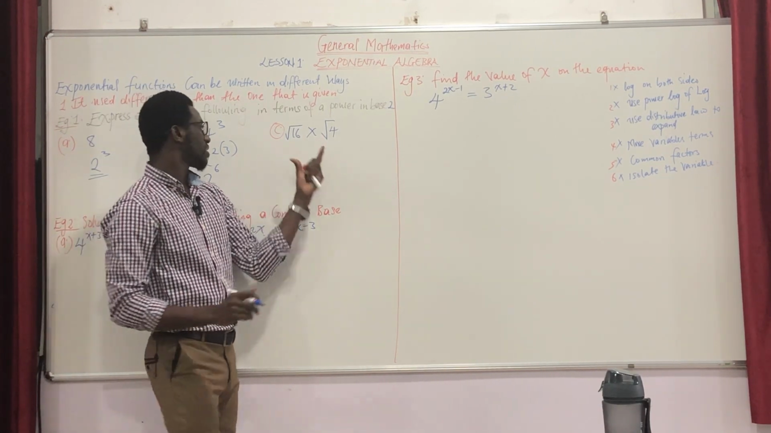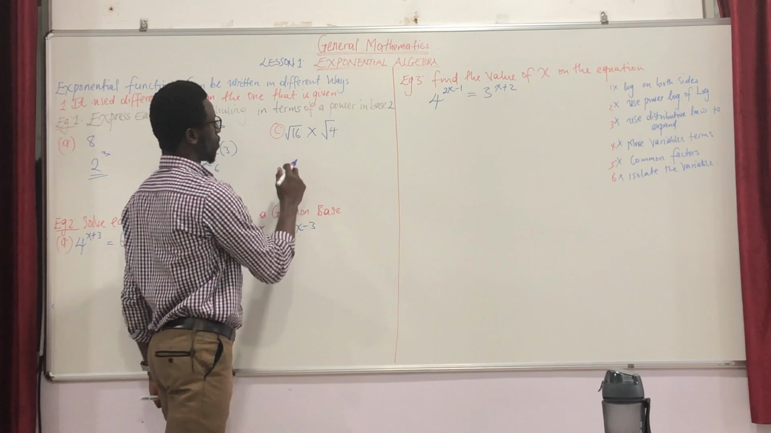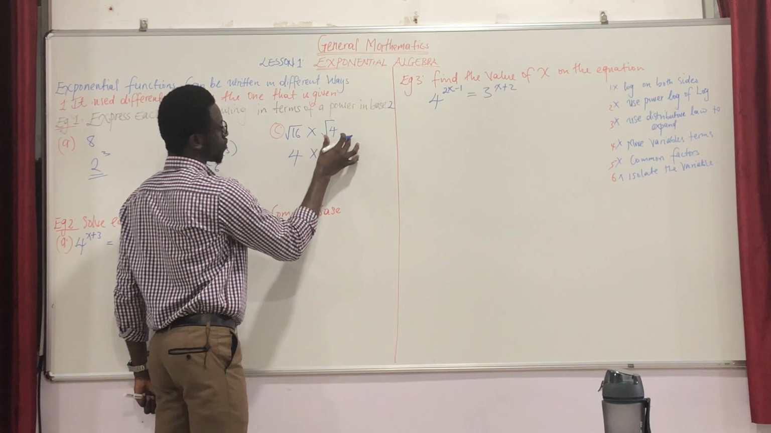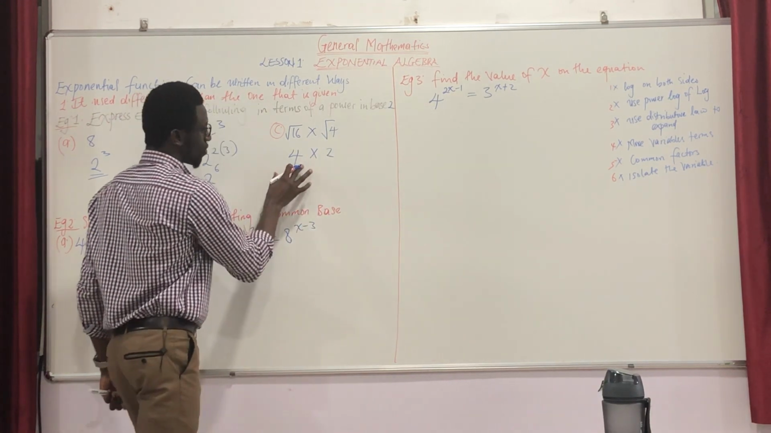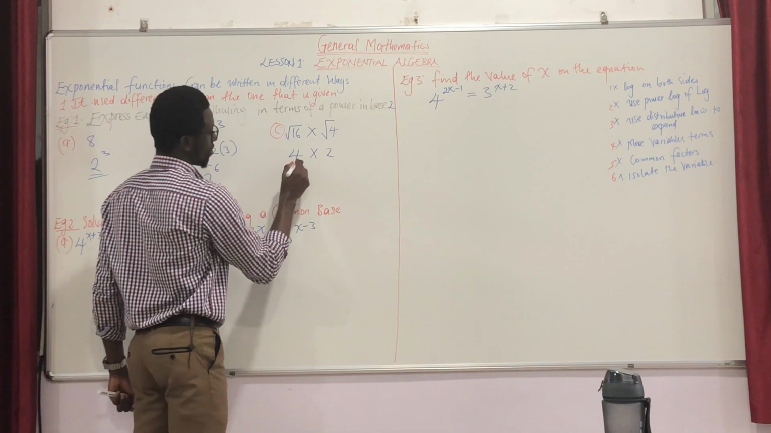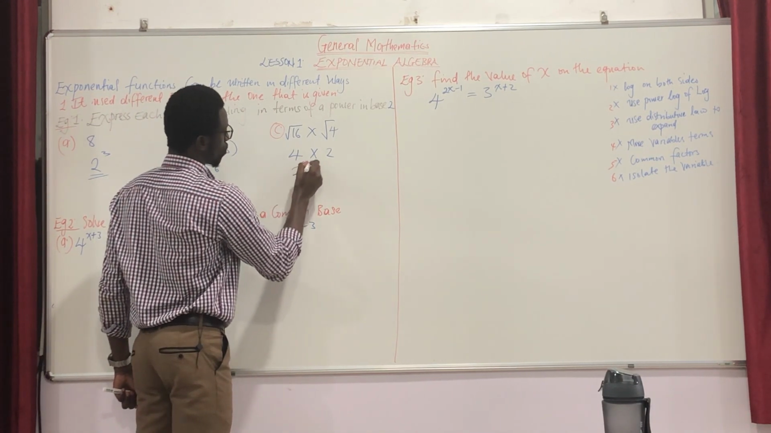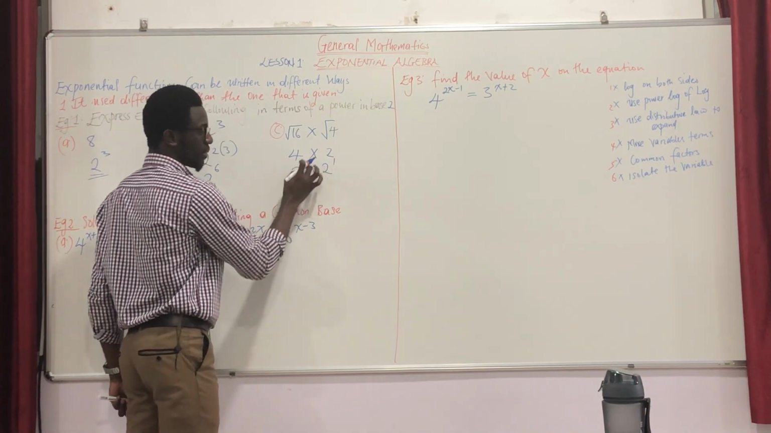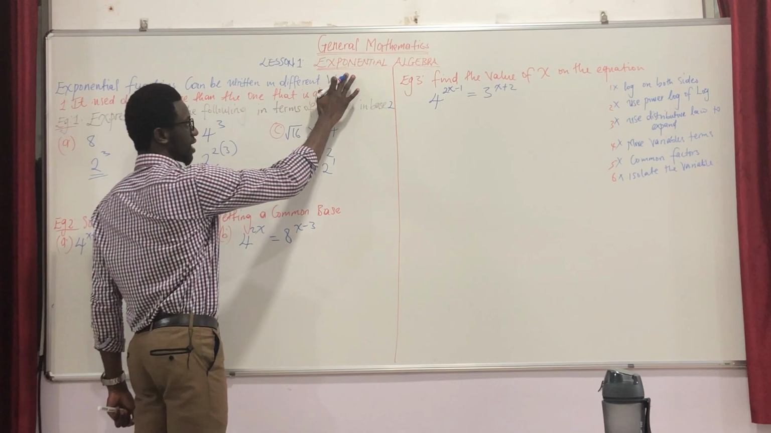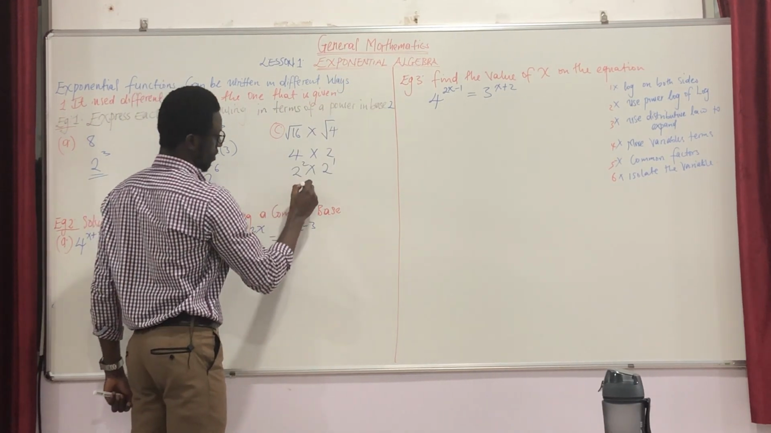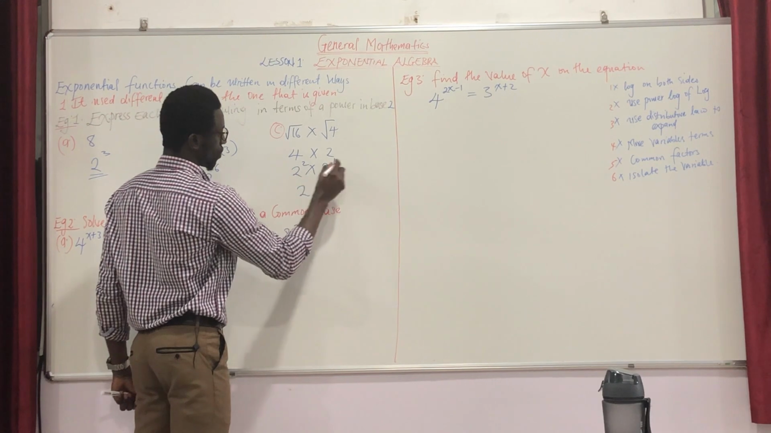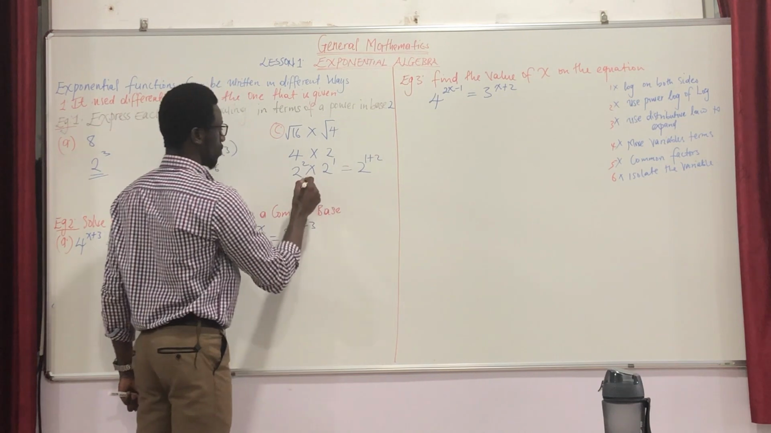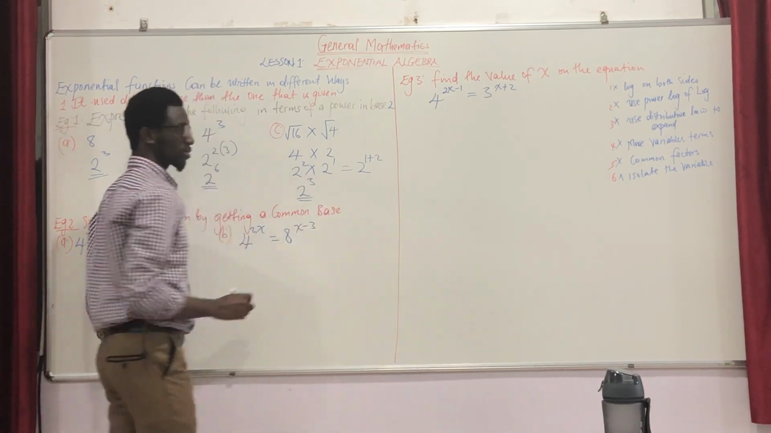Then the third one here says square root of 16 times square root of 4. So the square root of 16 gives us 4, and the square root of 4 will give us 2. Now we can further break this one down: 2 to the 2 times 2 to the 1. Since we multiply here, according to the exponential law or indices law, we add the powers. So this will be 2 to the 2 plus 1, so this is 2 to the 3.